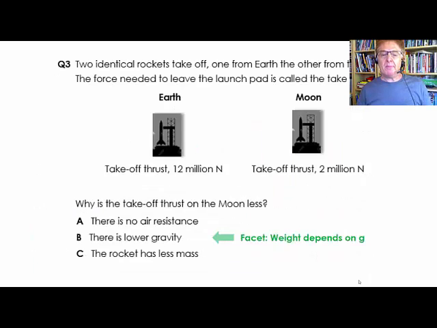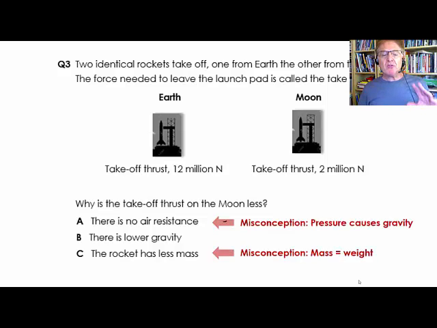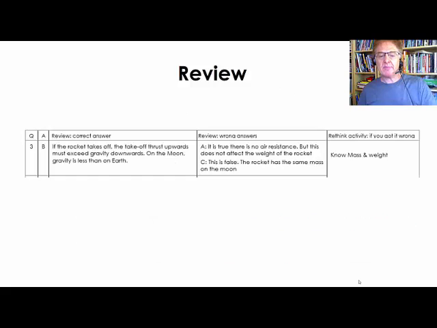One example, question 3, that's to test 2 of the facets and 2 of the misconceptions. Here's the question. It's about a rocket taking off on the Earth and then on the Moon. And what students need to be able to recall is this idea that gravity is lower on the Moon, and that's what reduces the weight and reduces the force needed to take off. We also are checking in case they happen to believe that it's got something to do with air resistance, or they think that the mass is what's changed.